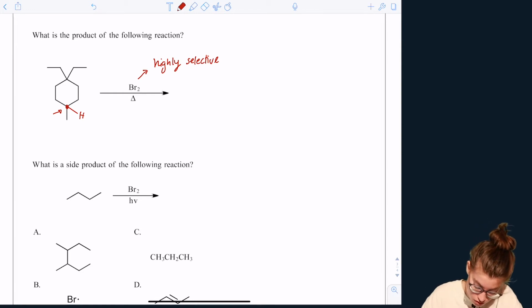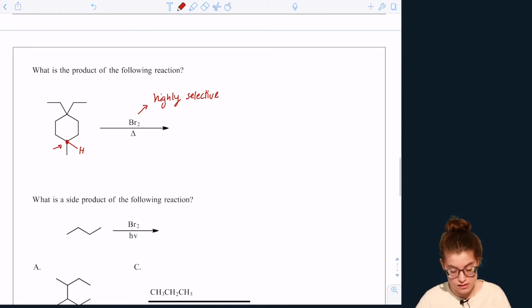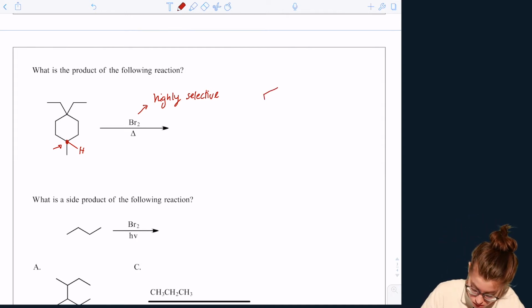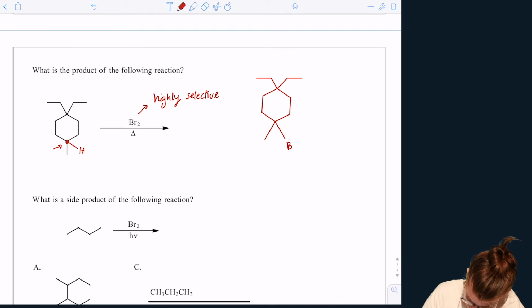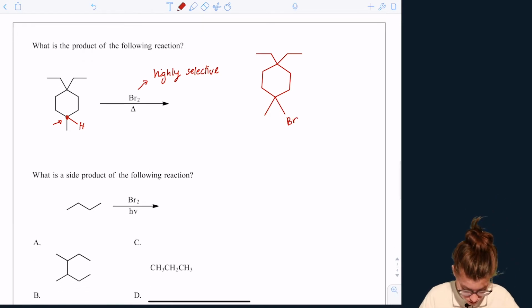So as a test, what you can do is write out the initiation step, the propagation steps, and the termination steps for this reaction. That would be a good exercise for you guys to do. But in terms of getting the answer for this, it will be pretty simple. All we're going to do is put a bromine right there. Okay.